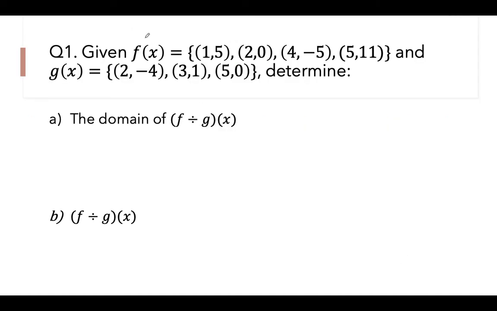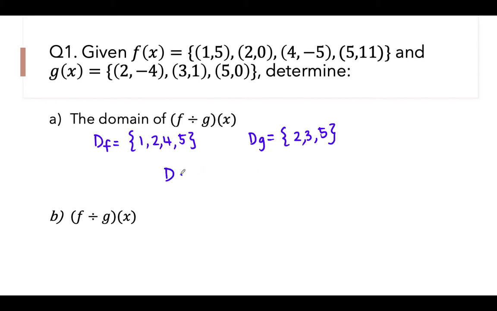Question 1. We are given f of x, a list of points, and g of x, 3 points. First, determine the domain of f divided by g of x. So let's figure out the domain for the f function. It's going to be 1, 2, 4, and 5. Domain for function g is going to be 2, 3, and 5.